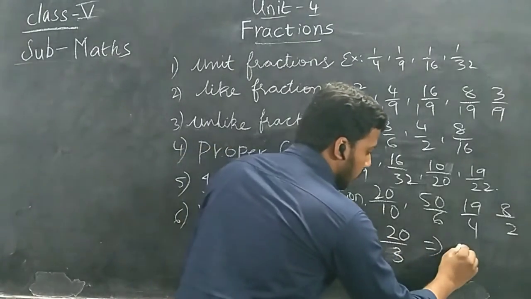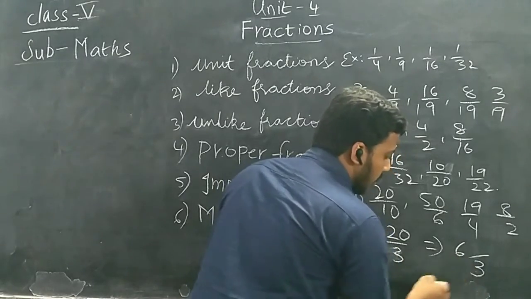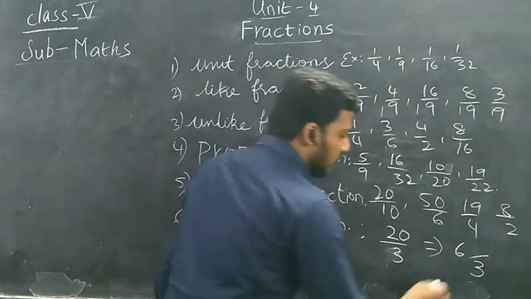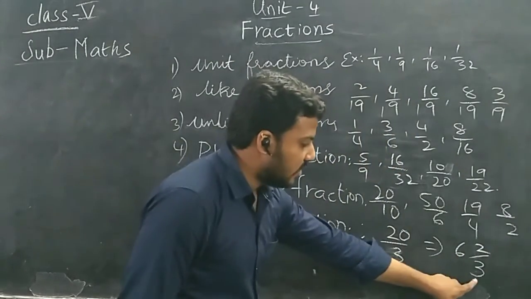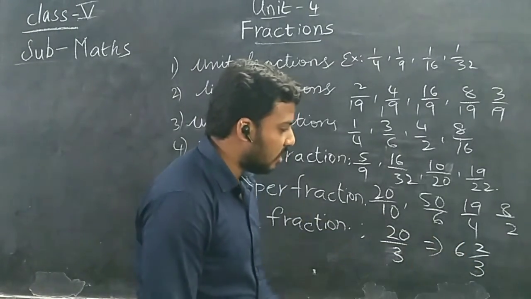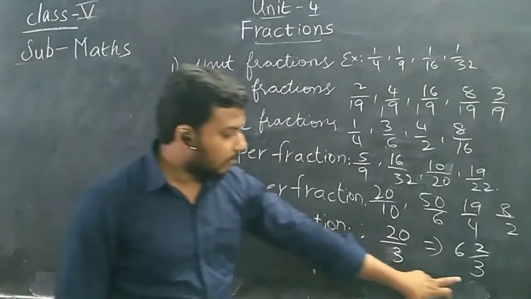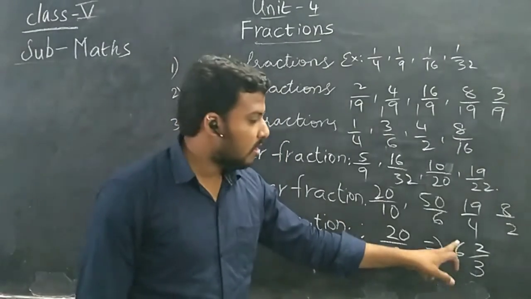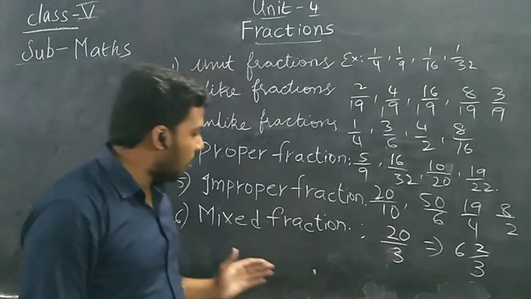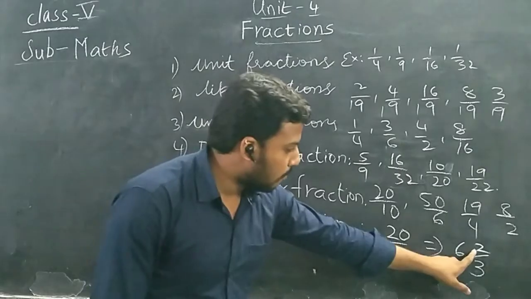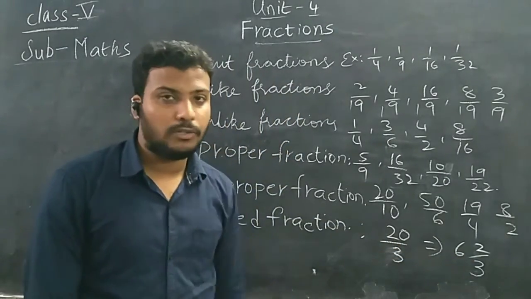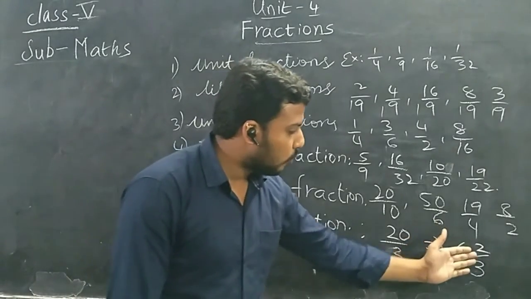So we'll get 3 sixes are 18. How much remainder is needed to get 20? Means 2, children. Understand, children? 3 sixes are 18. 18 plus 2 is 20. 20 by 3, children. We are getting this value. 3 into 6, 18. 18 plus 2, 20. 20 by 3. Here you can notice a proper fraction and a whole number, 6. You know whole numbers, so 6 is a whole number and 2 by 3 is a proper fraction.